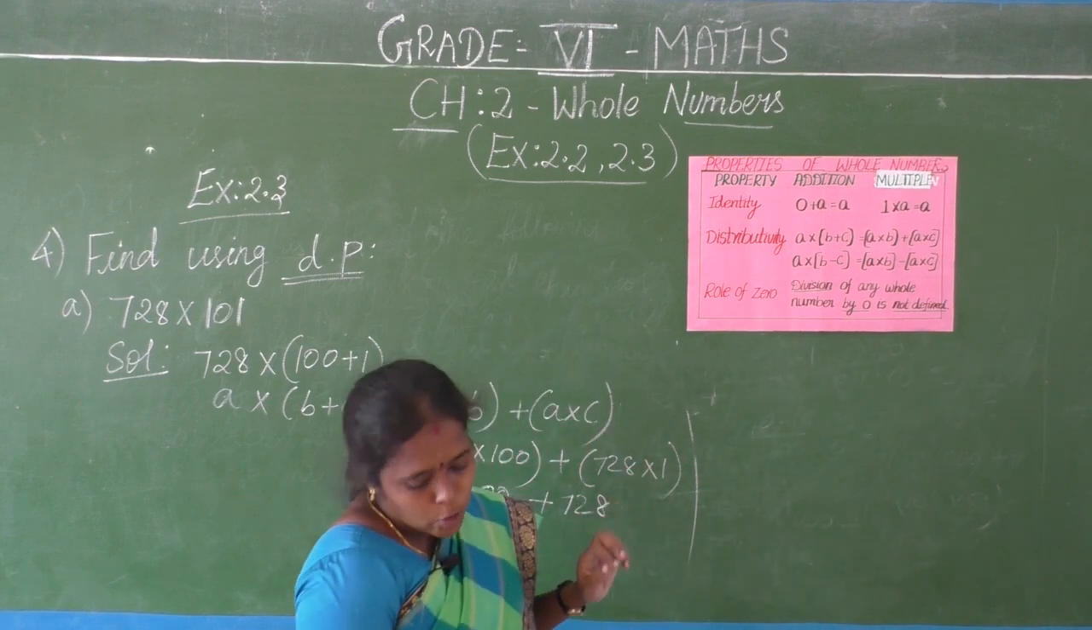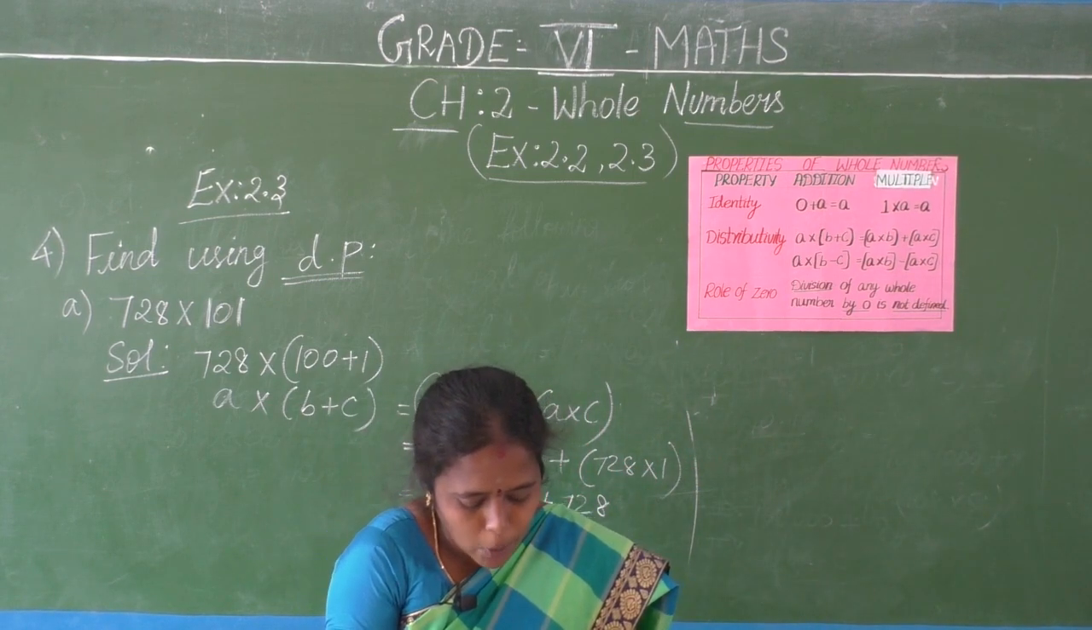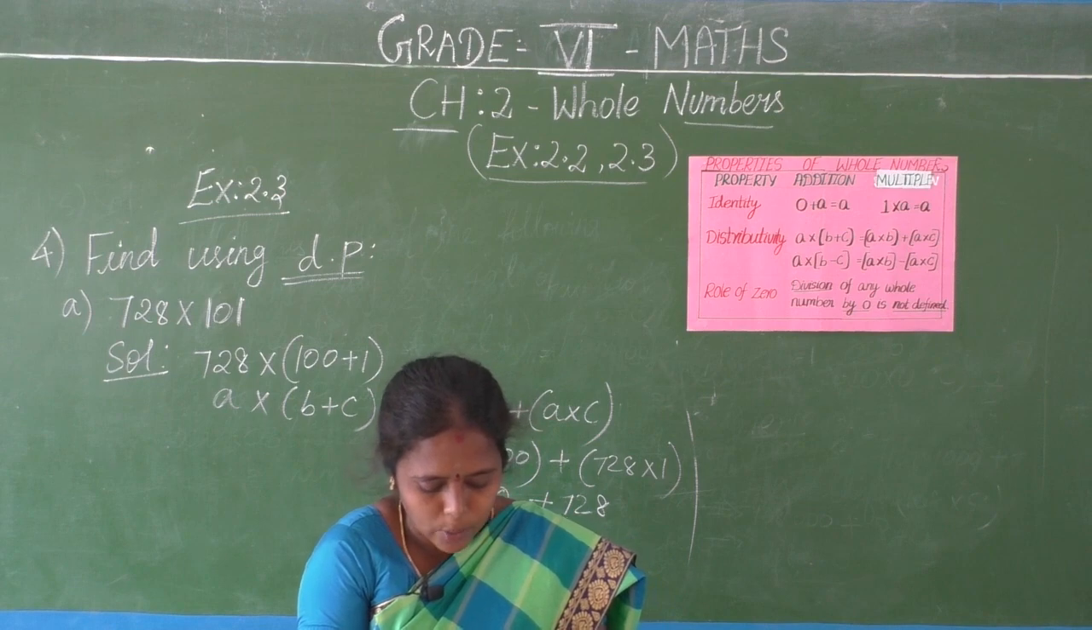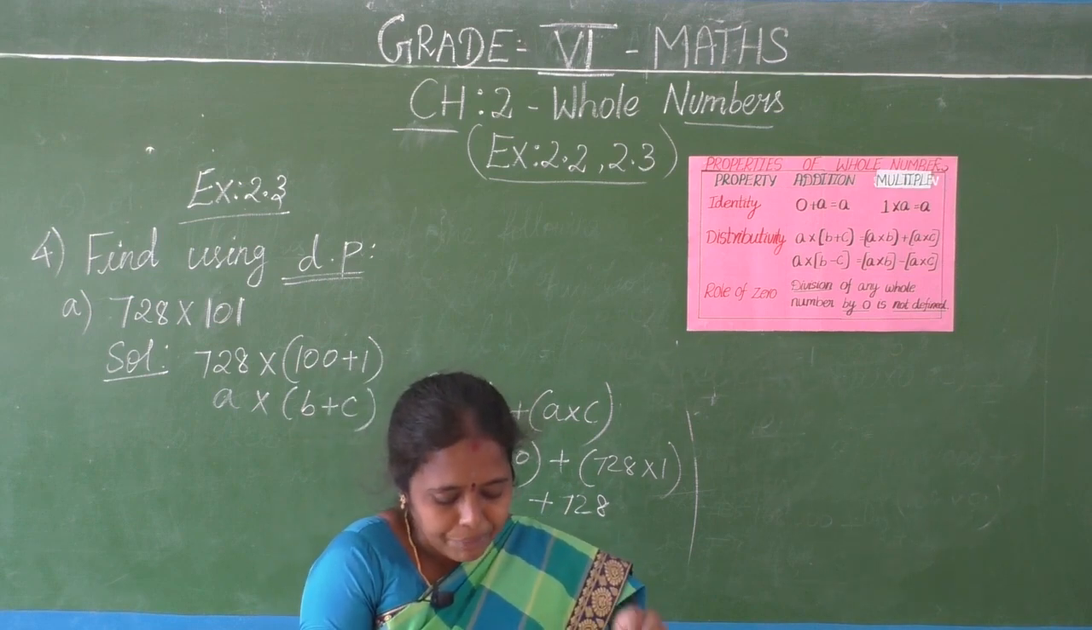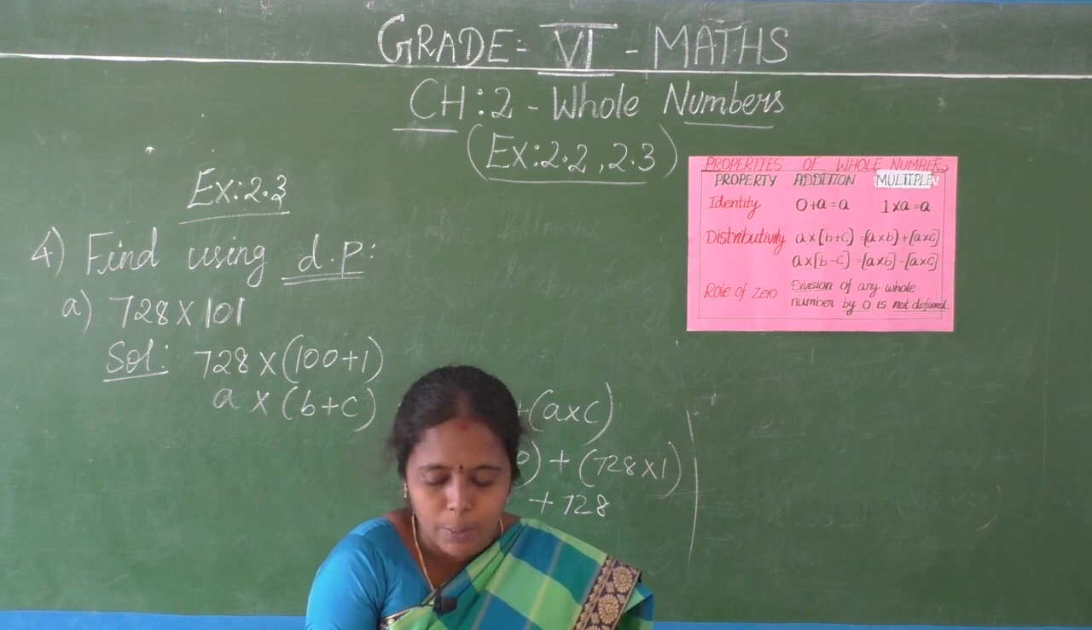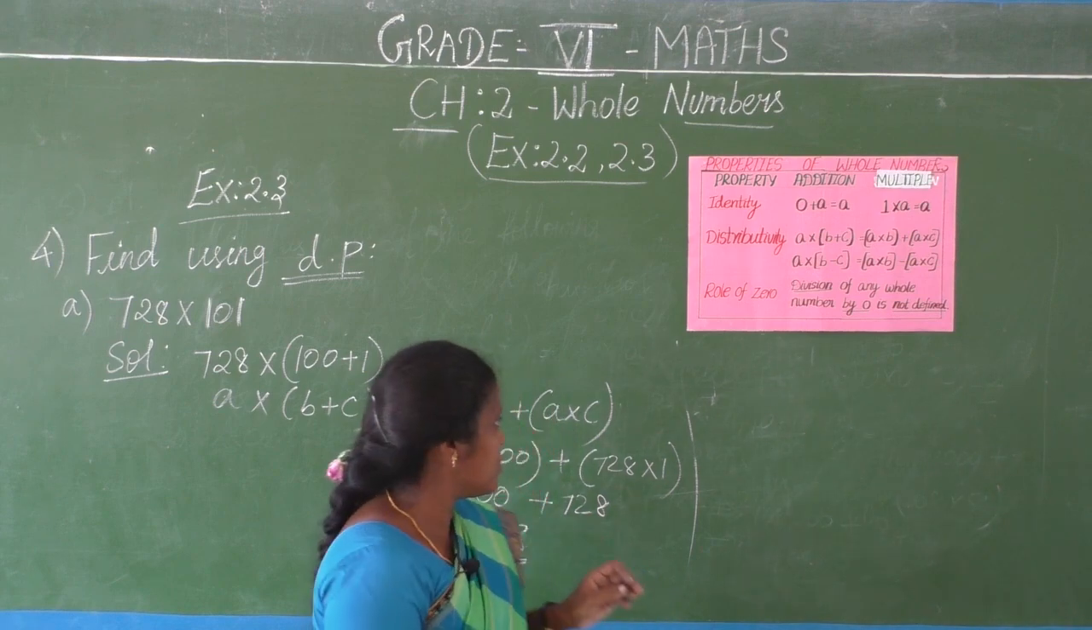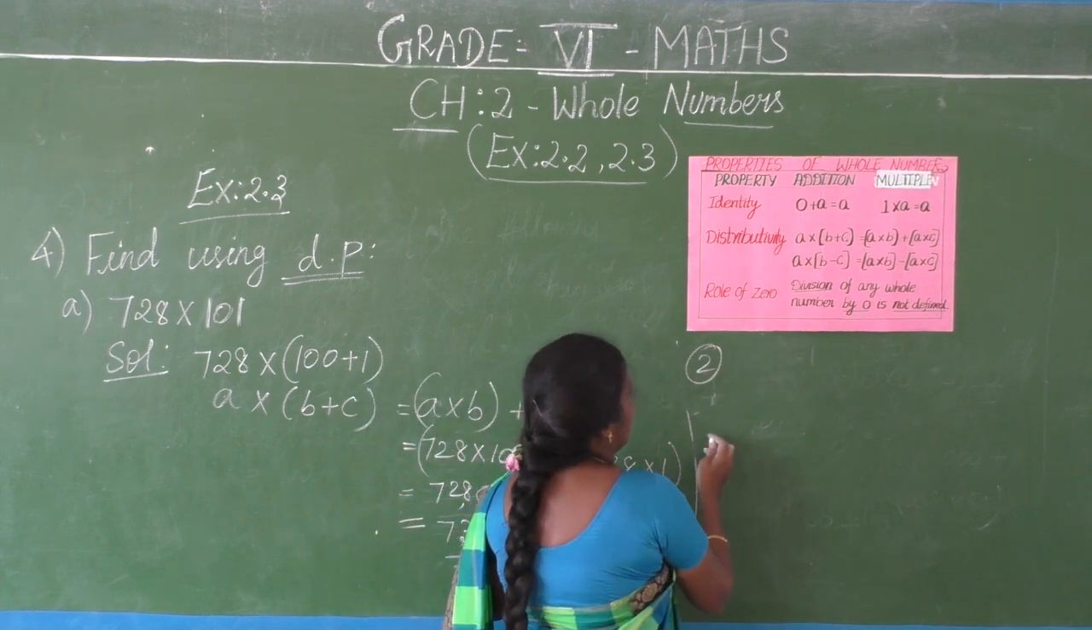Next, the second question, also 1 mark level only. If the product of 2 whole numbers is 0, can we say that one or both of them will be 0? Justify through example. What is given here? If the product of 2 whole numbers is 0.